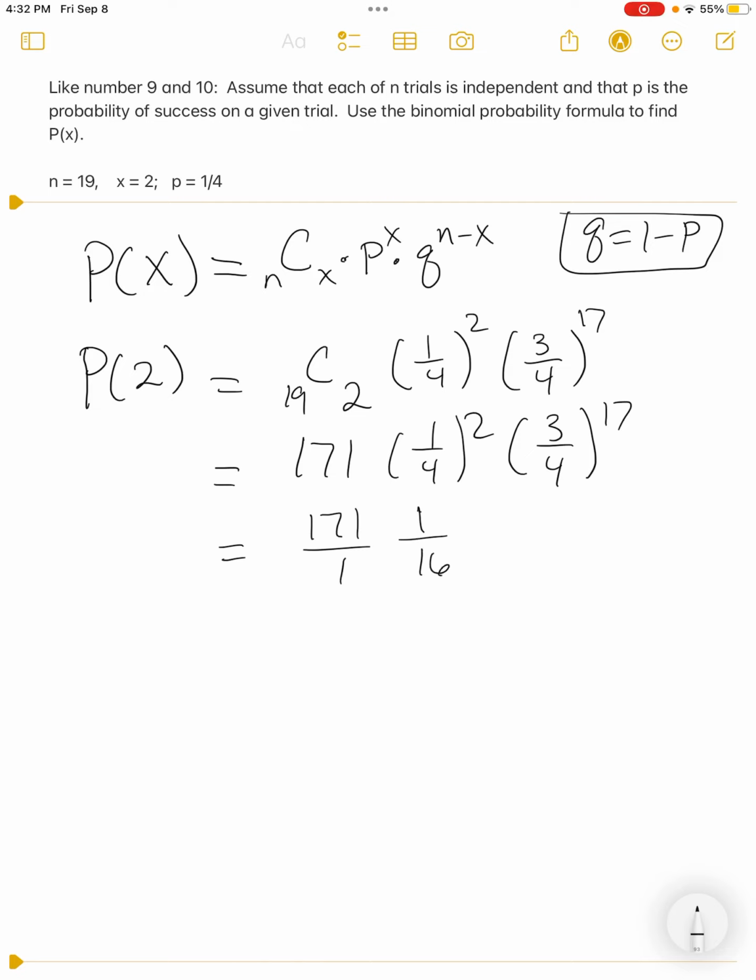Now 3 to the 17th, this is why I don't think they're going to do it. 3 to the 17th is going to be huge. Yeah, it's this huge number, 129140163. I really doubt that they would do that. 4 to the 17th would be even higher. Yeah, they have to put it in scientific notation.